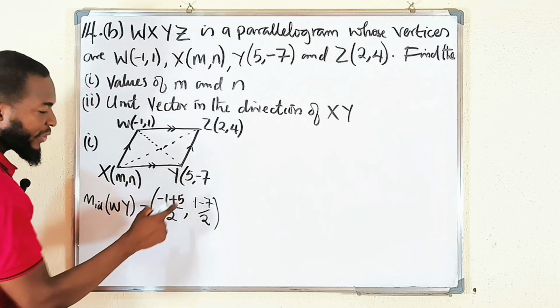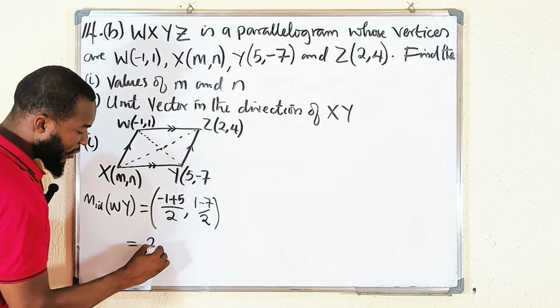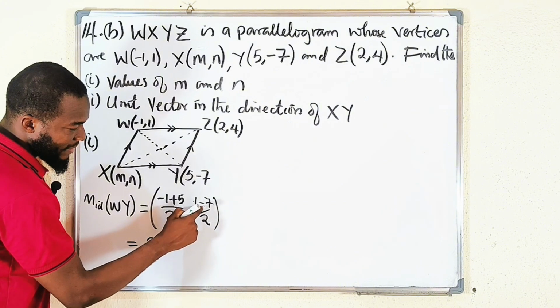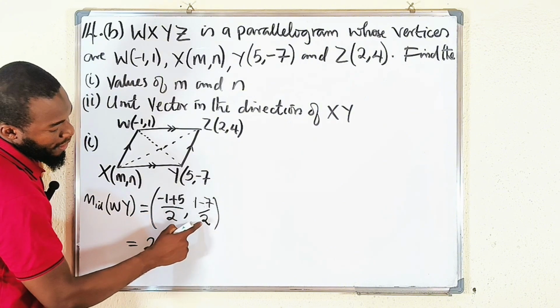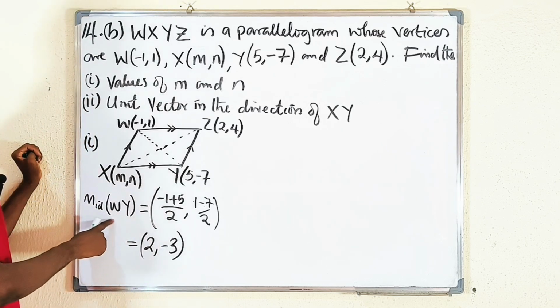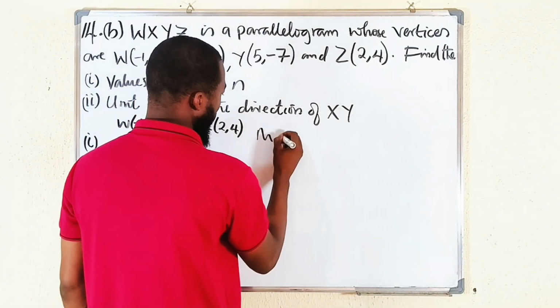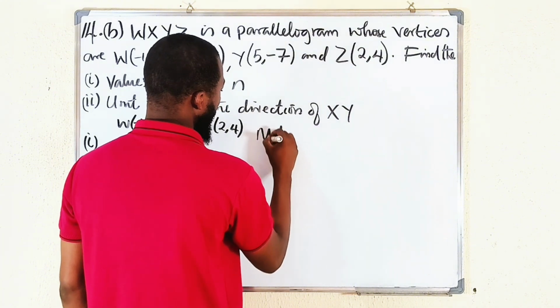This is the midpoint, which is going to give us what? Negative 1 plus 5 will give us 4. Divide by 2 is 2, comma. This is negative 6. Divide by 2 is negative 3. So you can see this is the midpoint of WY. Now, what is the midpoint for the other direction?